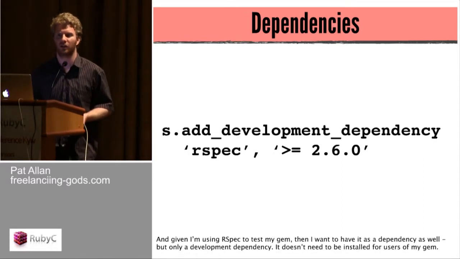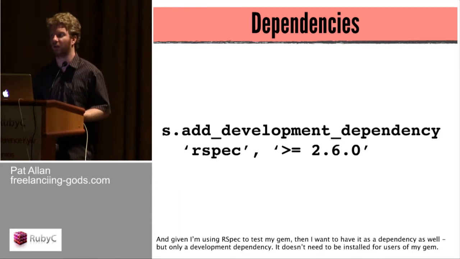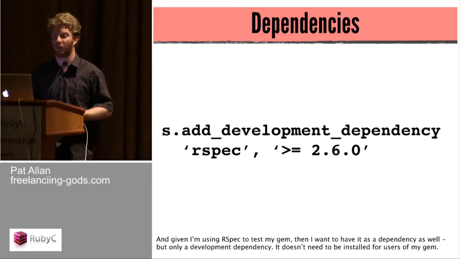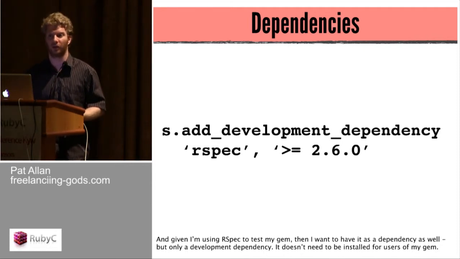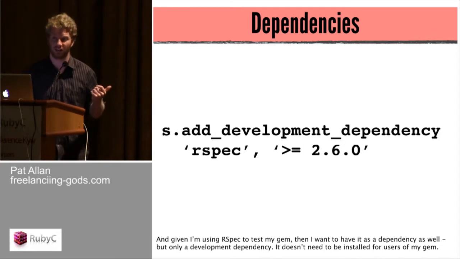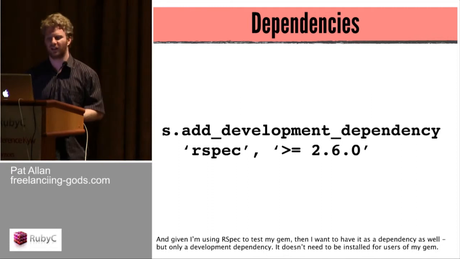You can also list gems that you use to develop your gem. So these will not be installed when somebody else installs your gem, but they are needed if somebody else wants to, say, clone your gem on GitHub and work on it themselves. So if you've written tests in RSpec, then you want to list RSpec there. And again, same kind of format, it's just a development dependency.